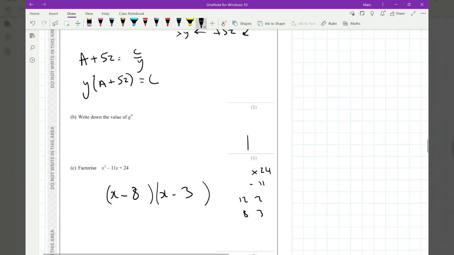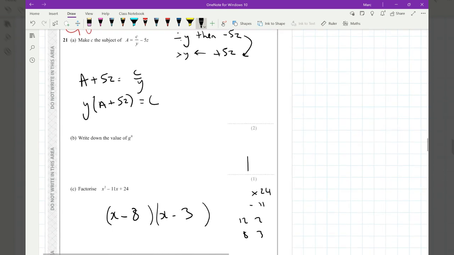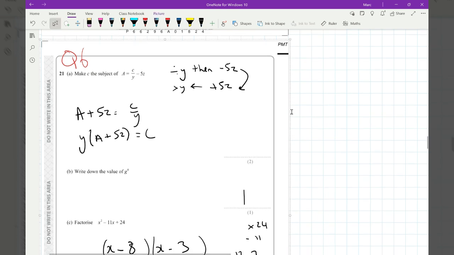Okay, that's question 6 done, 21 on the foundation. I'm just going to stop the video here and then we'll pick up again at question 7 on the higher.